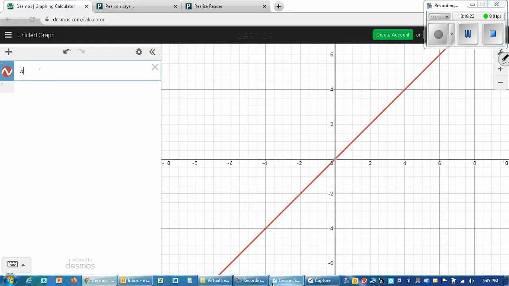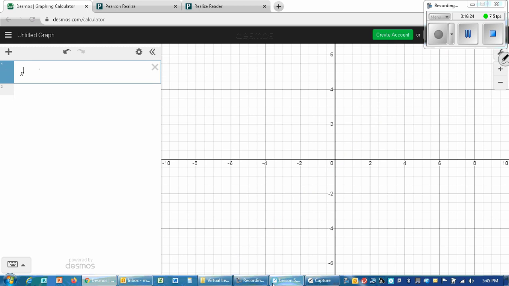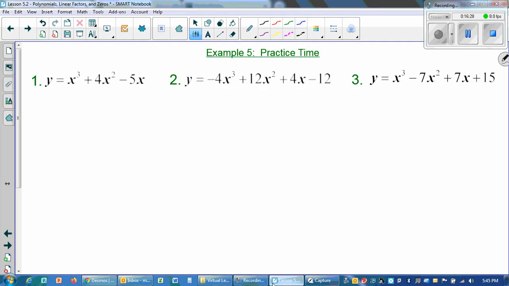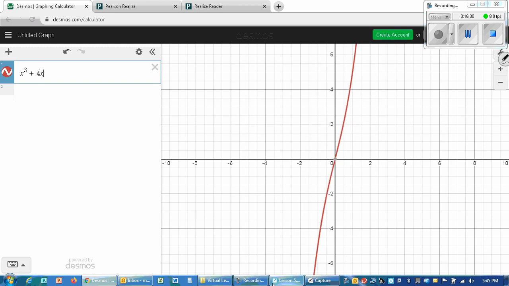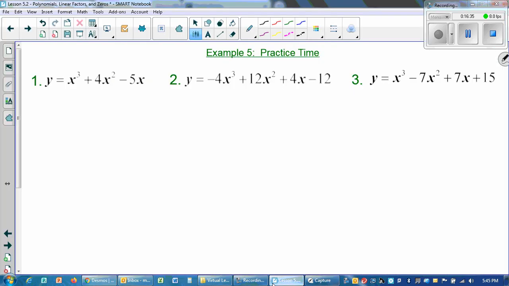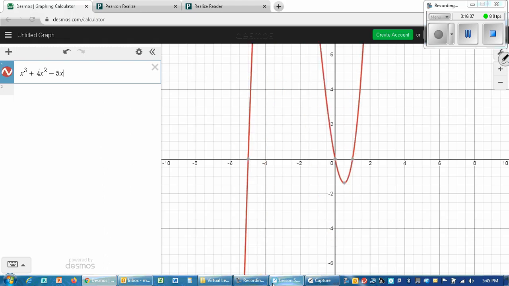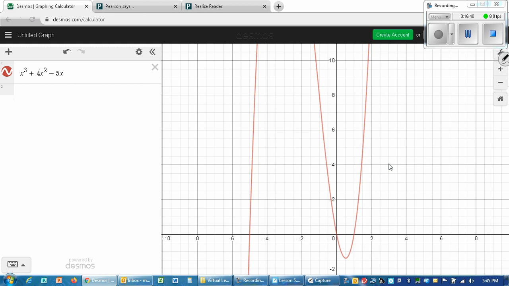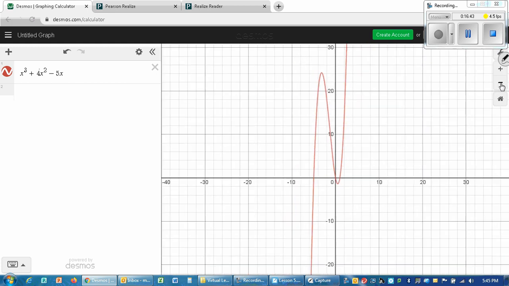So x, holding the shift down at the same time pressing the 6, putting in my cube value, plus 4x squared, and then arrowing to the right to get off of those exponents, and then minus 5x. For this graph, I can simply bring it down a little bit and minimize, and I can see where my high point is located and where my low point is located.